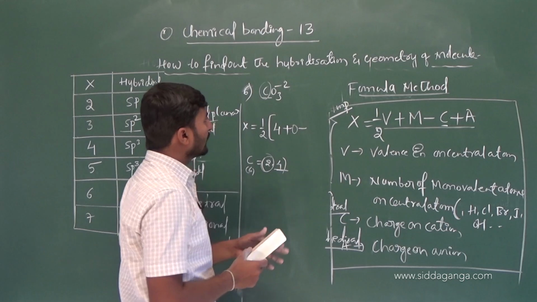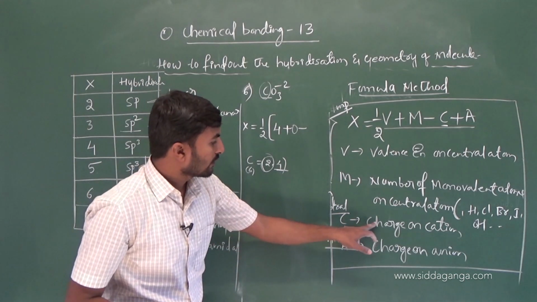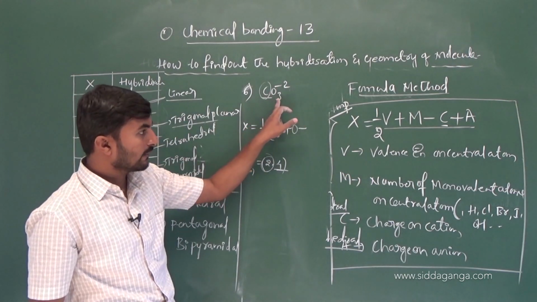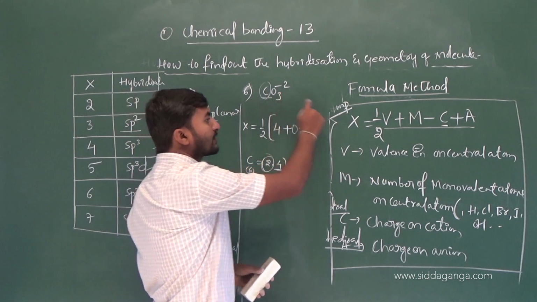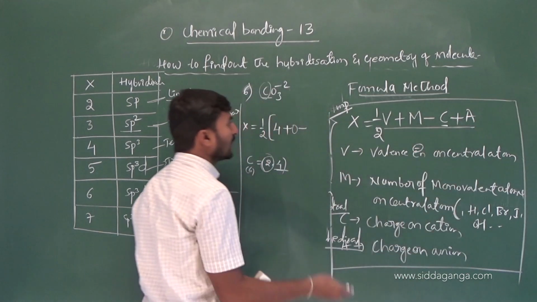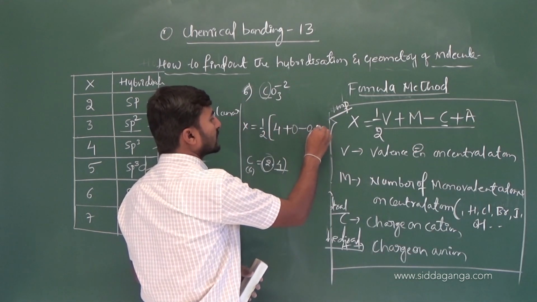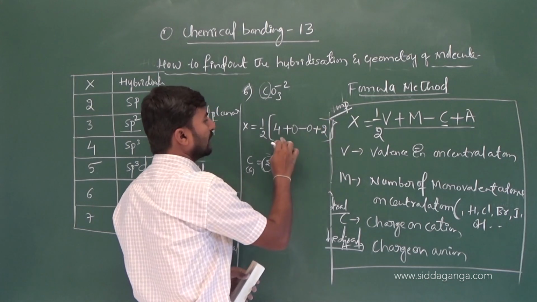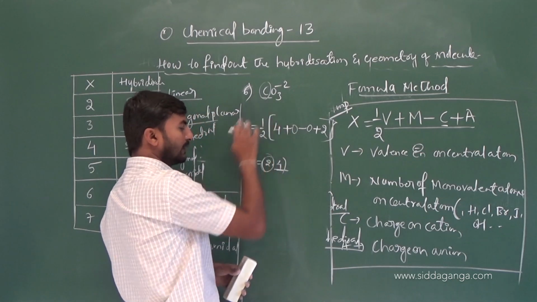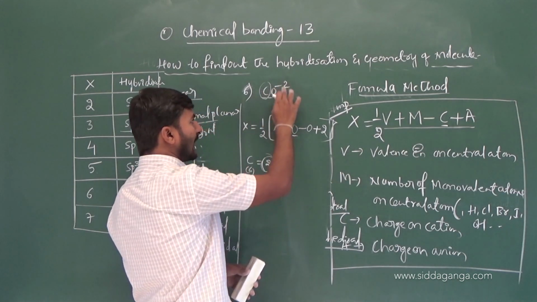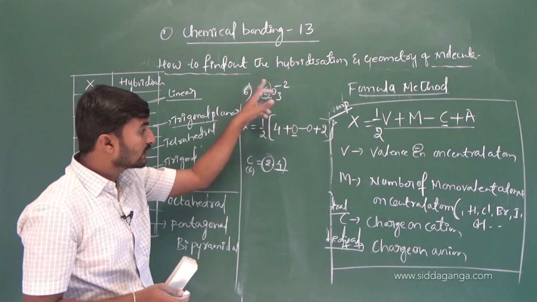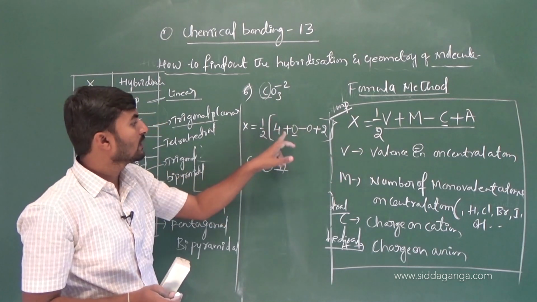Then here, charge on cation: is it a cation? No, this is an anion, in which the charge of the anion should be added. Whatever charge the anion has, that much must be added. So this is 0, this will be +2. 4 will be the valence electrons of the central atom carbon. 0 because of the absence of monovalent atoms on the central atom. There are no monovalent atoms on the central atom, so this is 0.